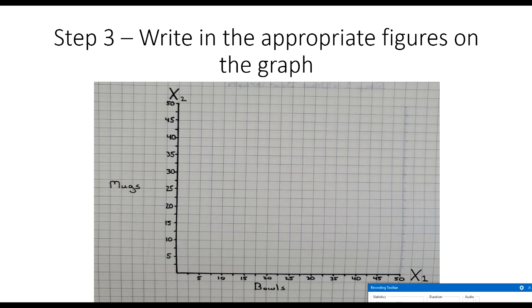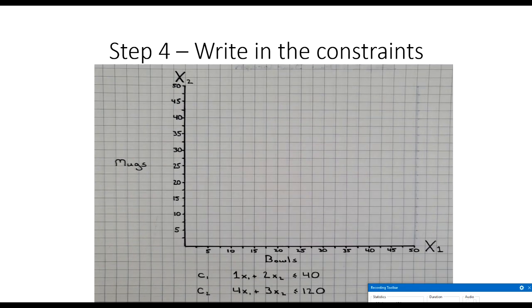Once I've now drawn my graph, written in my decision variables, and put the appropriate figures on the graph, I now write in the constraints. So we have C1 is 1x1 plus 2x2 is less than or equal to 40, and C2, 4x1 plus 3x2 is less than or equal to 120.